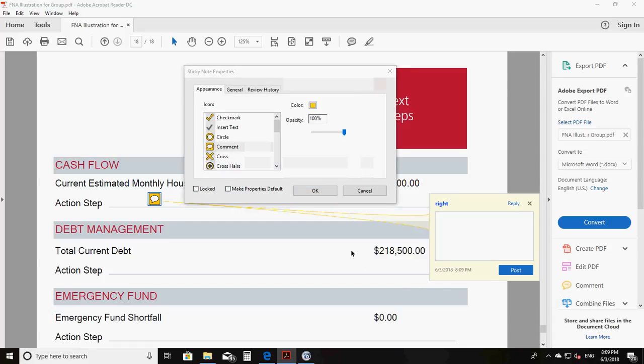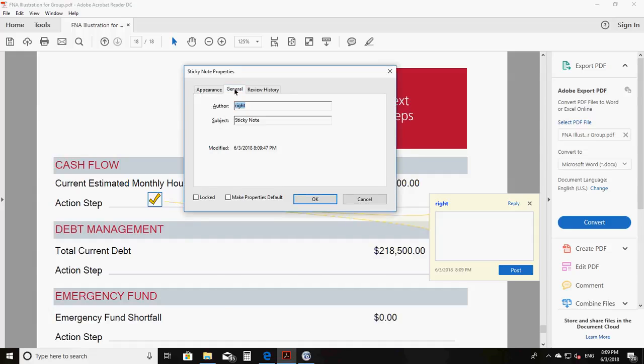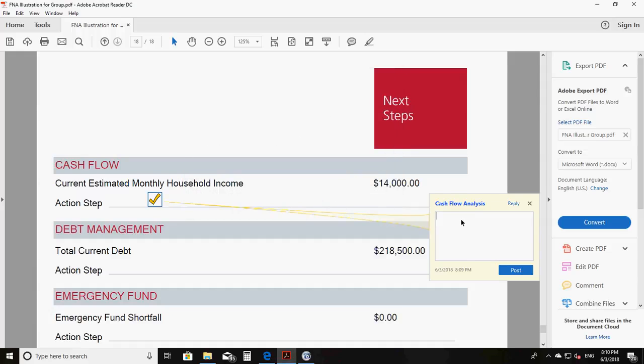When you click on that, it's going to allow you to do two things, change the appearance and change the wording. So the appearance, depending on how you rated the cash flow, for this particular couple and household, they get a check mark. And then general will allow you, like we said, to change what appears as the verbiage. So cash flow analysis. And then when you hit OK, now all of a sudden you've got the cash flow analysis with the check mark. Now you're going to make your recommendation.